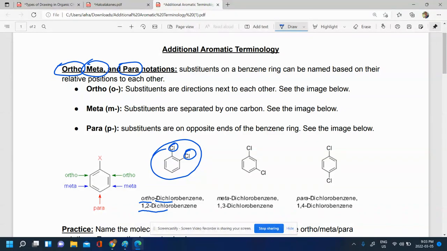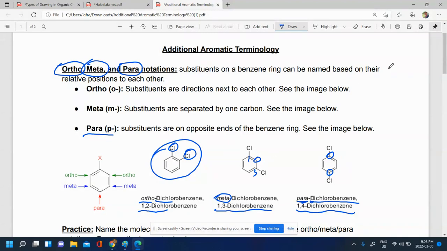The meta notation, or M, the substituents are separated by one carbon. So here we have 1,3-dichlorobenzene. You can call this meta or M dichlorobenzene because they're separated by one carbon there. And then when the substituents are at opposite ends of the benzene ring, like you see over here, you can call it para or P. So here you can call it 1,4-dichlorobenzene or para dichlorobenzene. Notice you still do have to put the di, even though you're only putting one little prefix there. You still have to put dichloro because there's two chlorines.